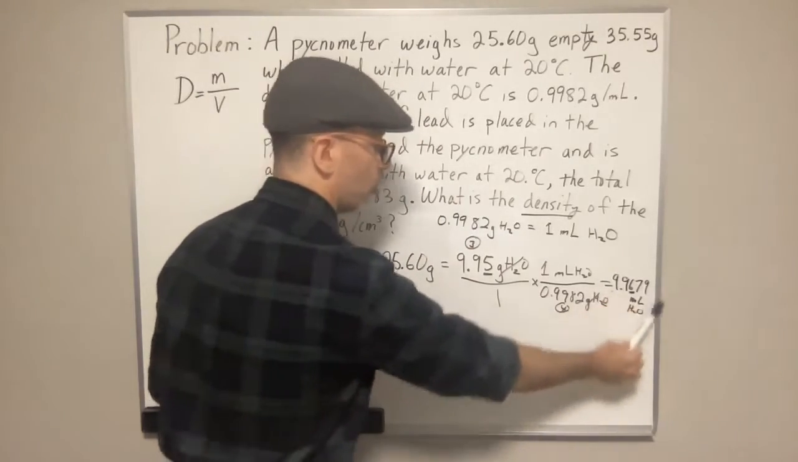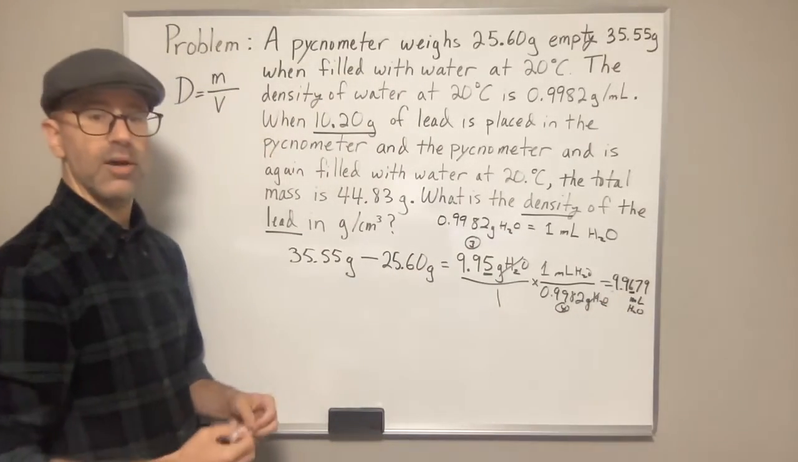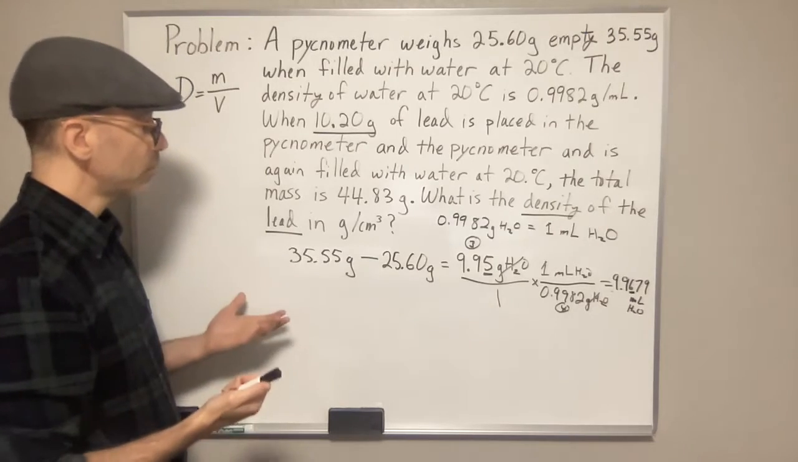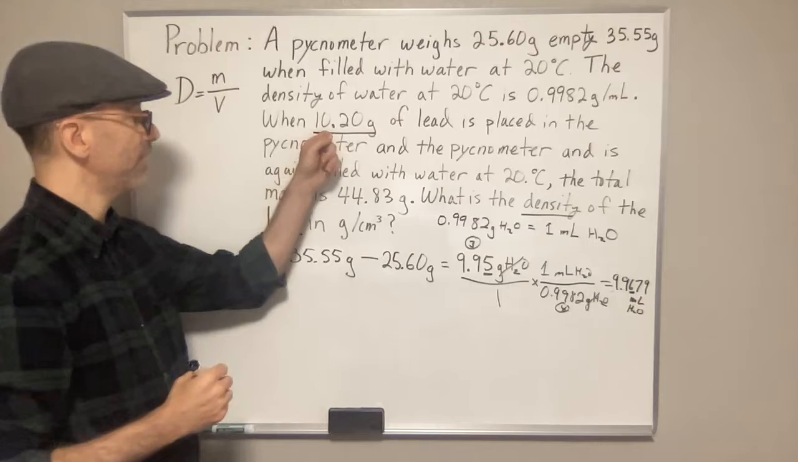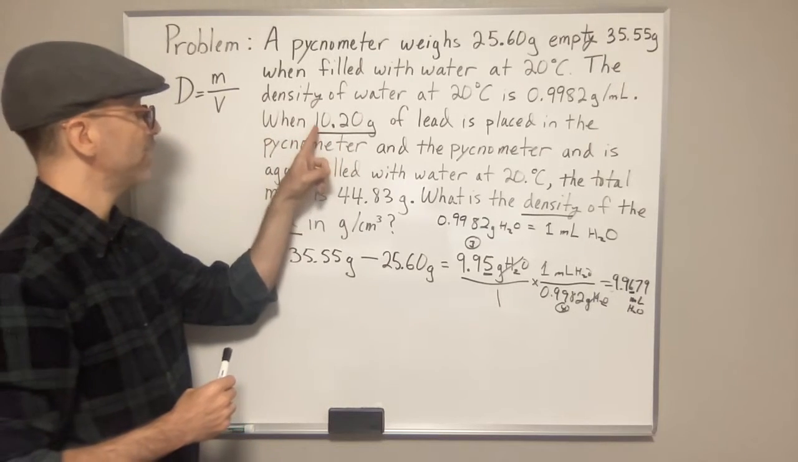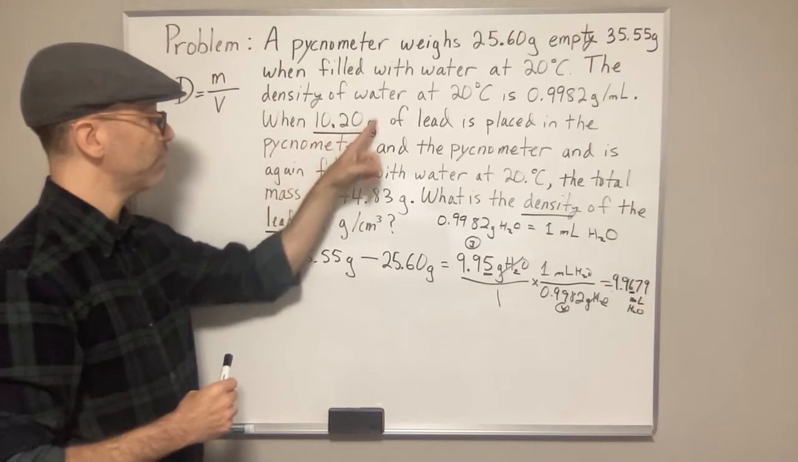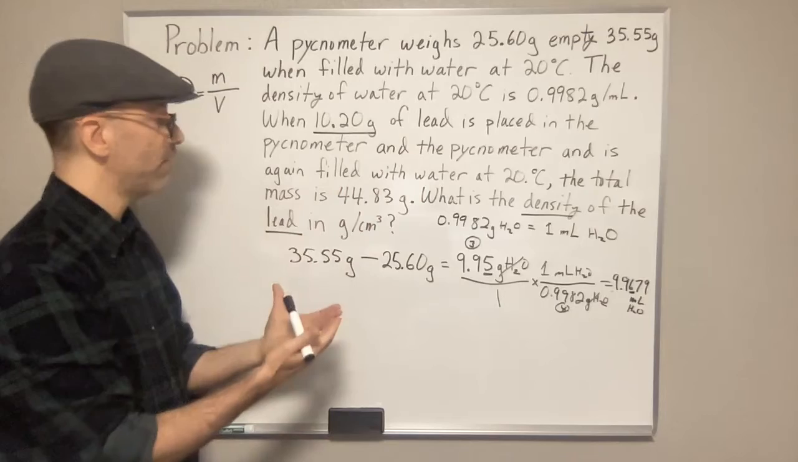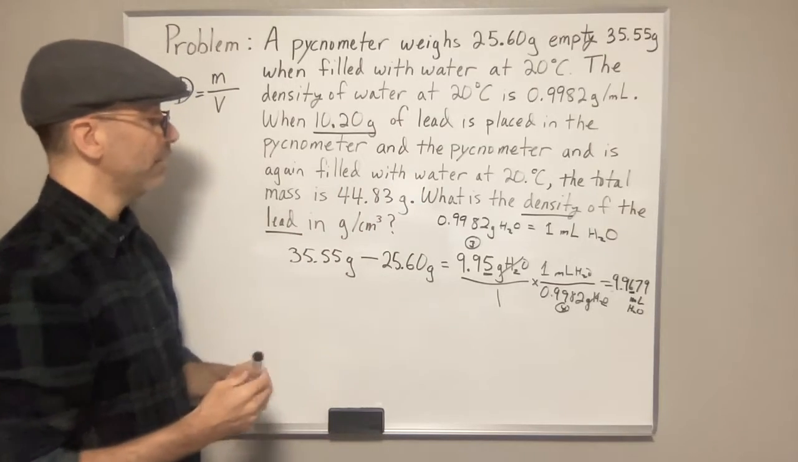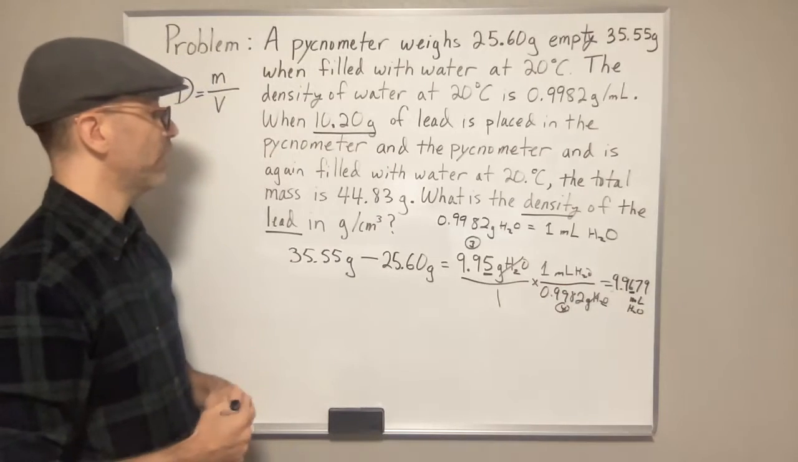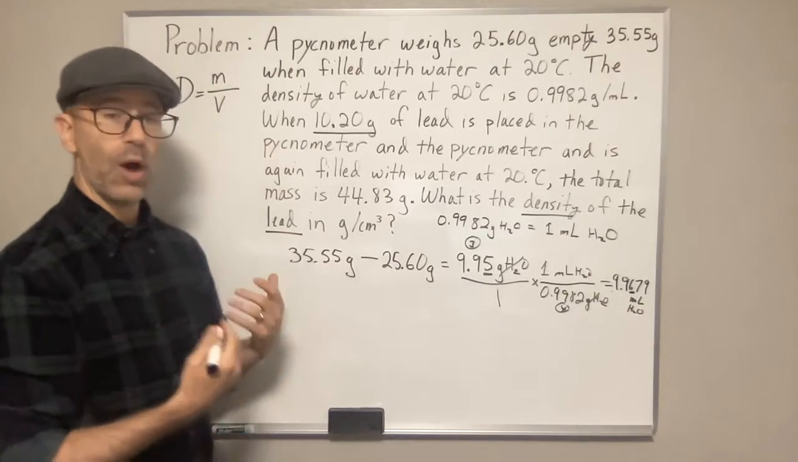This is the total volume that the pycnometer can hold. So now we can go and figure out, well, we need to know the volume of the lead. So here, we're told that 10.20 grams of lead is placed in the pycnometer. And then the rest of the volume that's left over is filled with water. We don't know how much water.